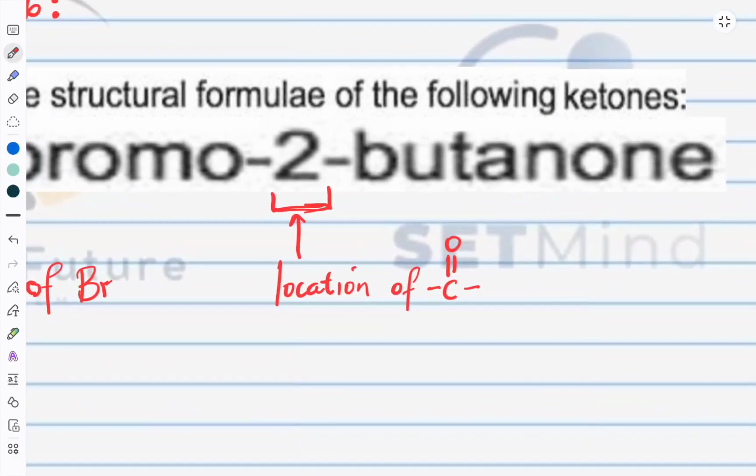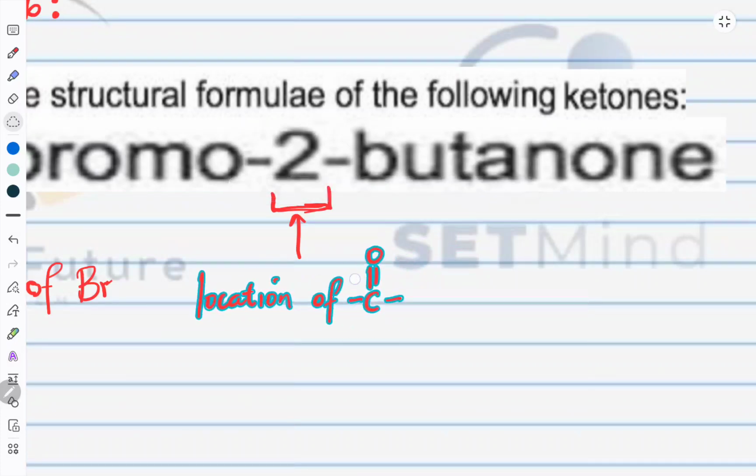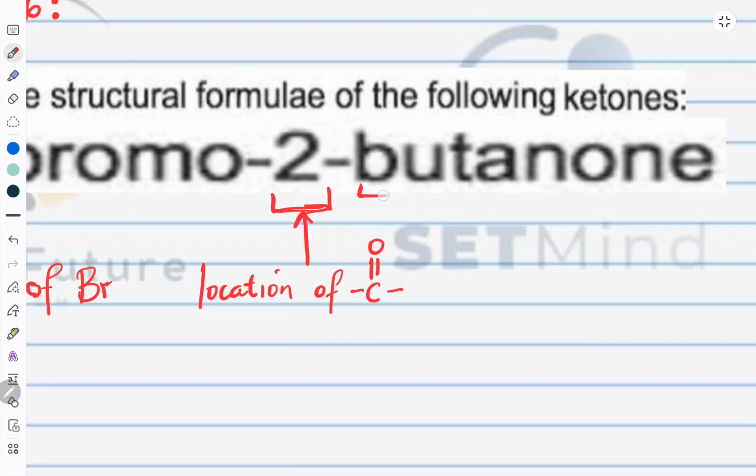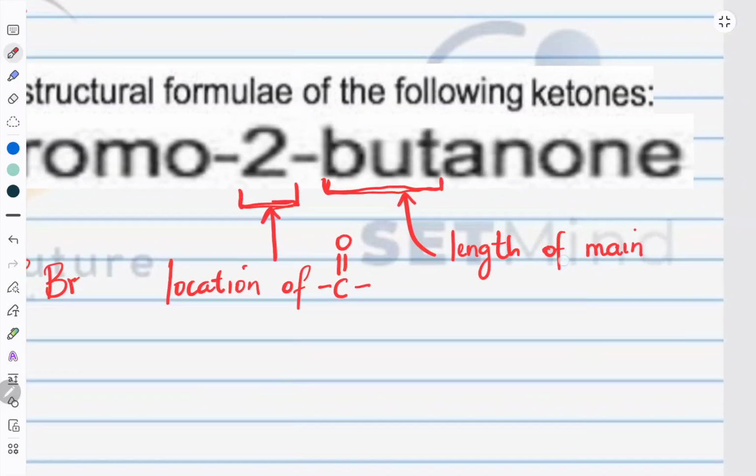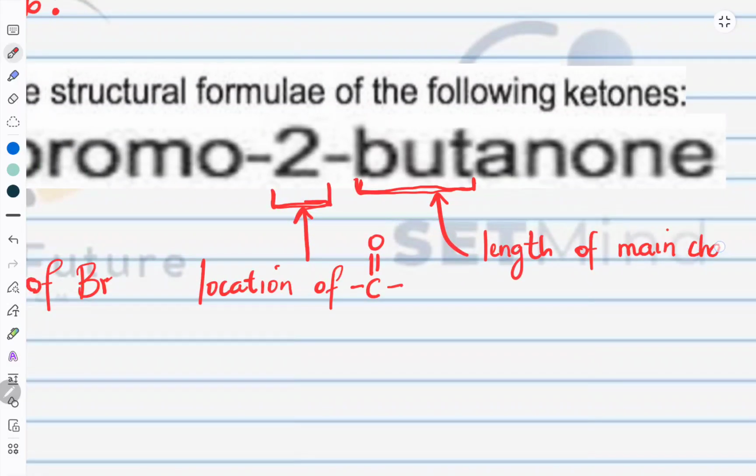I just wrote the structural formula of it. Let me just move it here. Right, and then this one, it tells us the length of the parent chain. How many carbon atoms are in the parent chain? Of the main chain. Okay, so we have that.